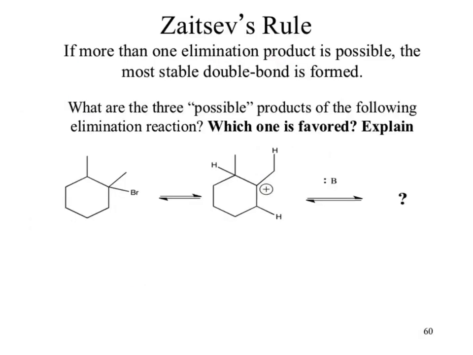So, Zaitsev's rule, if we were to go through and look at this one, what would we expect for our product? Notice in this case, how many different products would we get?